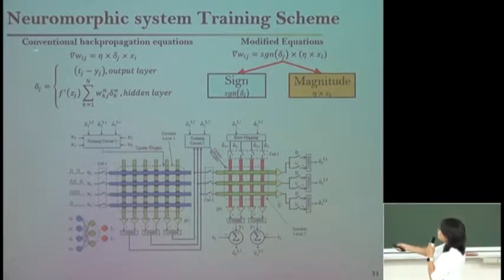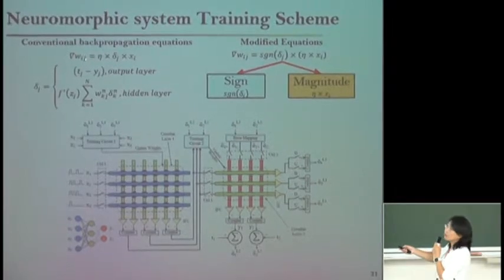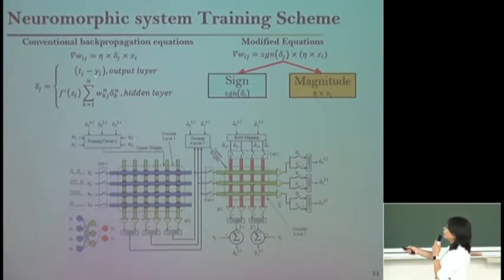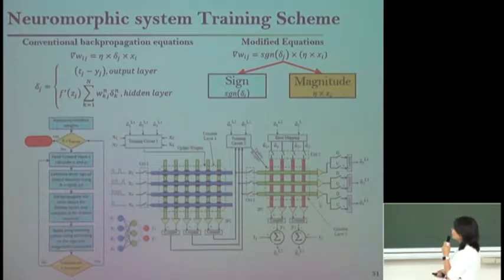In conventional backpropagation equations, the change of the weight is determined by the difference between the target and the calculated results. In the modified equations, we change that to sign functionalities. The magnitude will be decided by pre-designed parameters, and will not be determined based on this calculation, and will not be embedded into the calculation. And here is the structure.